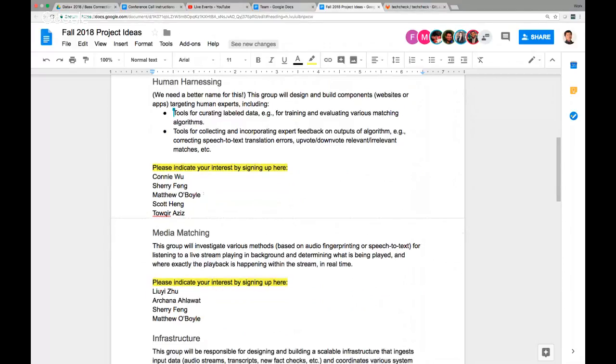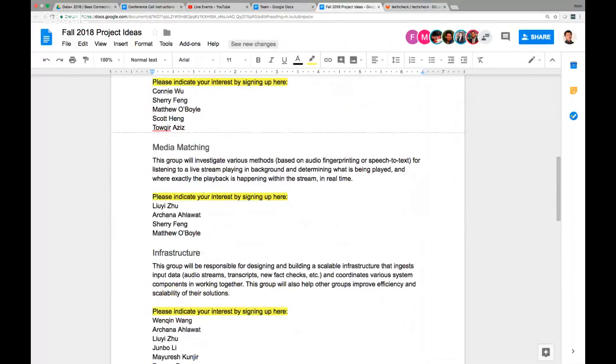And media matching is basically a way of scaling up, as we talked about last time, because it's very difficult, as you can tell, right?